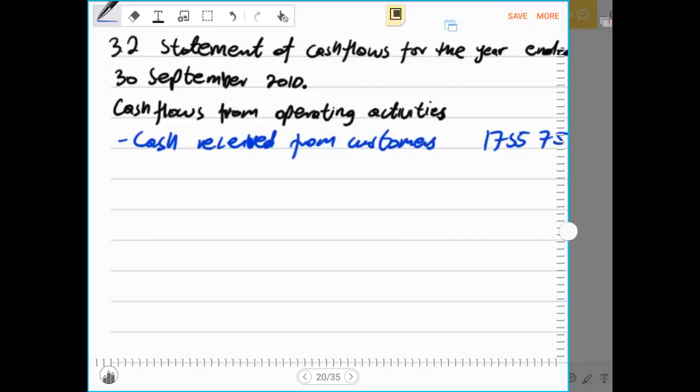The next part is cash paid to suppliers in the statement of cash flow. Then we have cash paid to suppliers and employees.